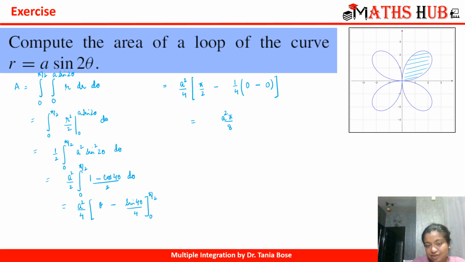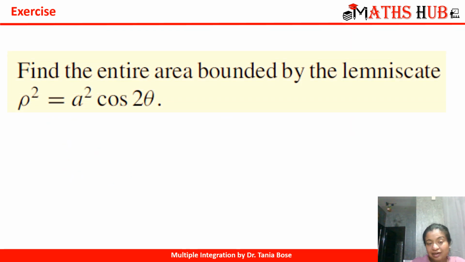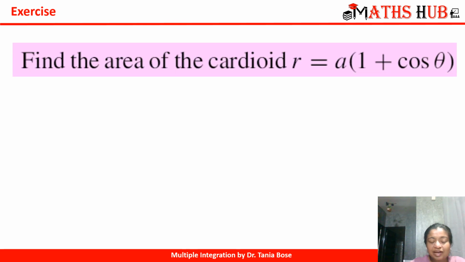So I hope this question is also clear. Okay. So now to try these exercises, find the entire area bounded by the lemniscate, rho square equal to a square cos 2 theta. Do let me know the answer in the comment section. And I've also given you the answer here. So if you are facing any doubts anywhere, do let me know in the comment section, right? Okay. And do try this question also. Find the area of the cardioid r equal to a times 1 plus cos theta. And the answer you can check is 3 pi a square by 2, right?